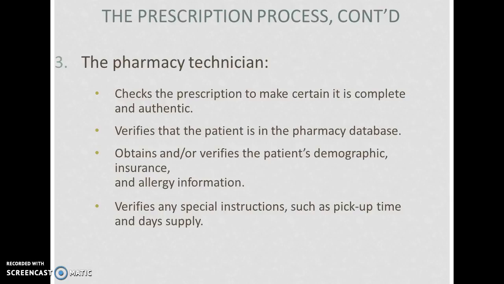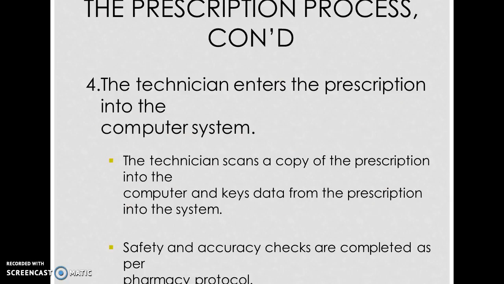Okay, so number 3, the pharmacy technician checks the prescription to make certain it is complete and authentic. Verify the patient information is in the pharmacy's database. Obtains and/or verifies the patient's demographics, insurance, and allergy information. Verifies any special instruction, such as pickup time and daily supply. Number 4, that particular information is entered into the computer system. So this is done by the technician, who will place the prescription into the computer system.